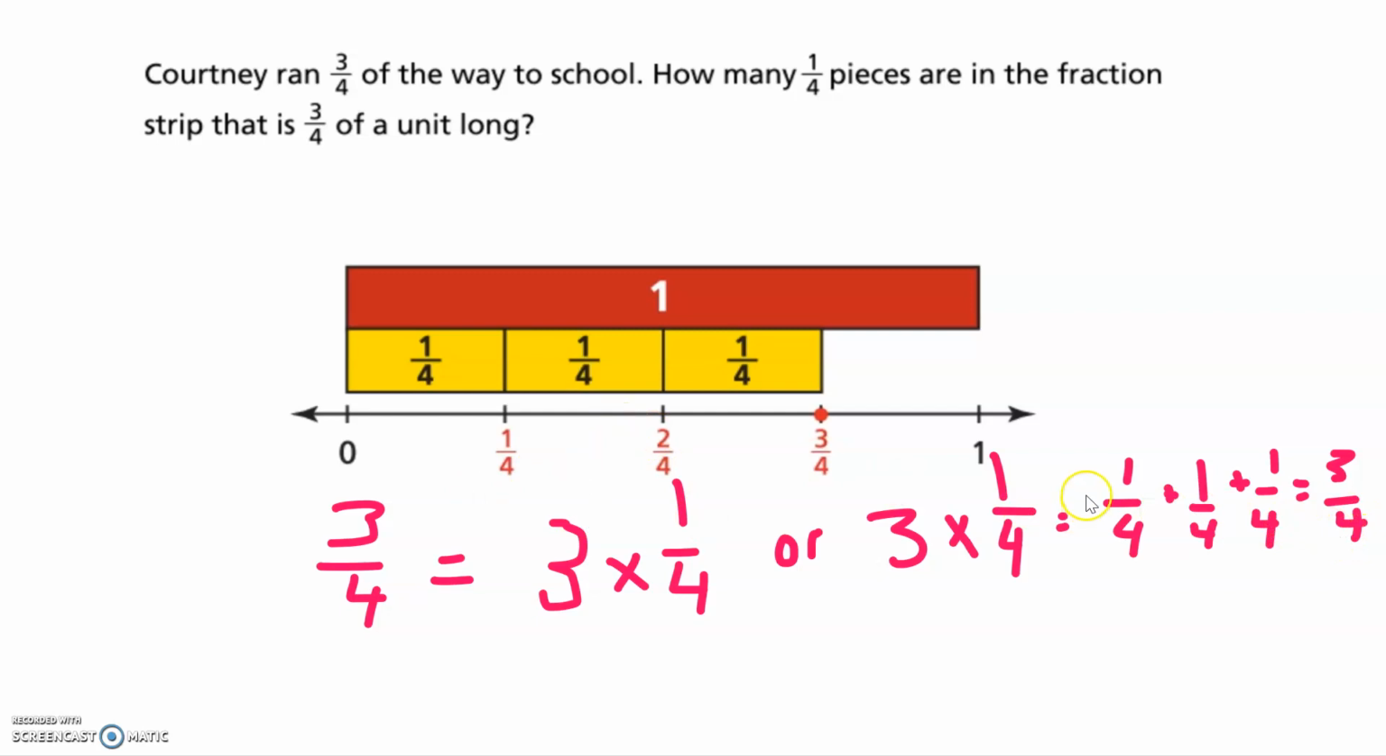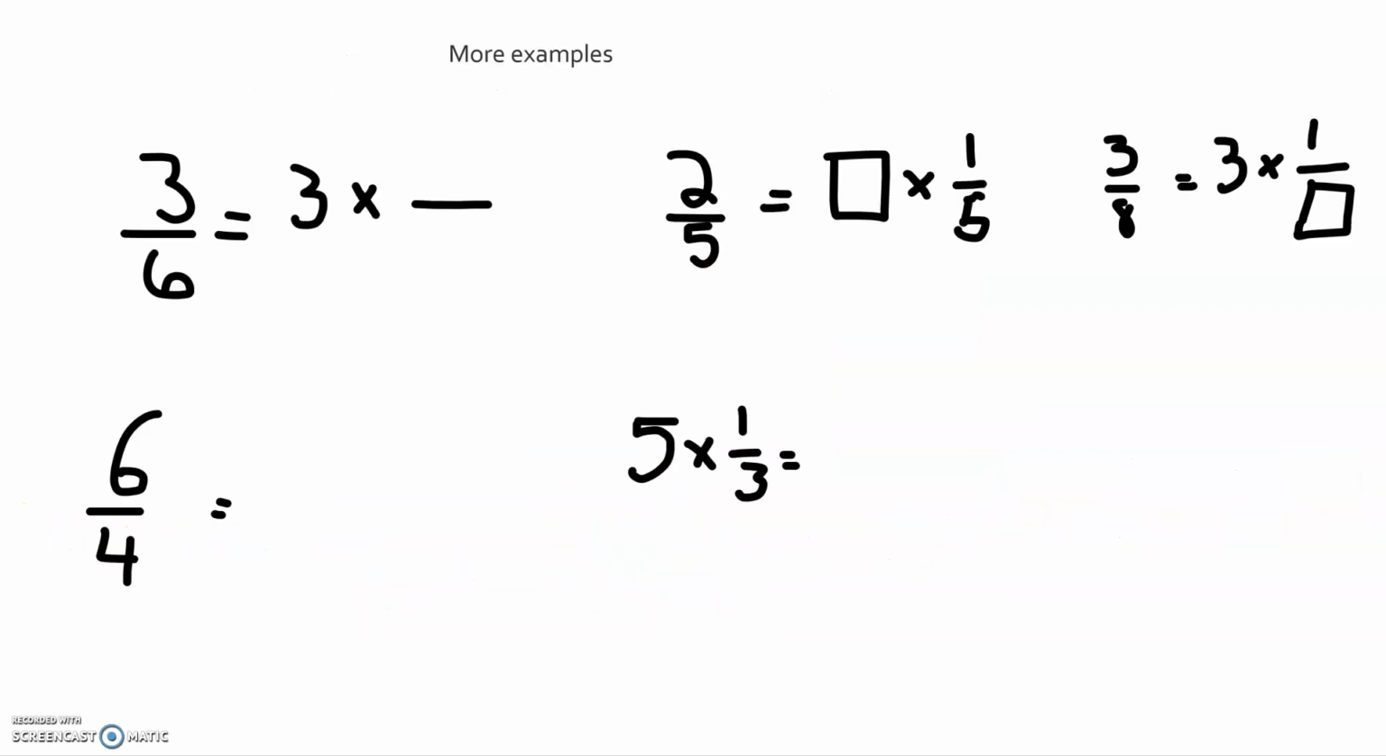Make sure when you're multiplying that you only multiply the numerator times the whole number. Remember, we leave that denominator alone. Let me show you some more examples.